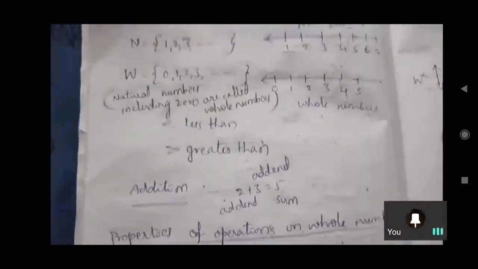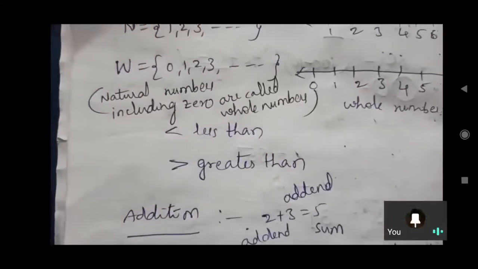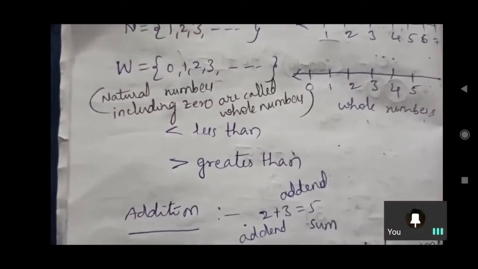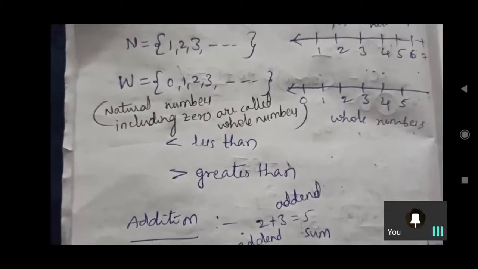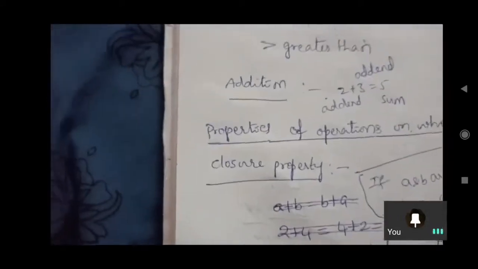Less than, greater than symbols. These two are the less than and greater than symbols. Remember those for further usage. And the next one is addition.